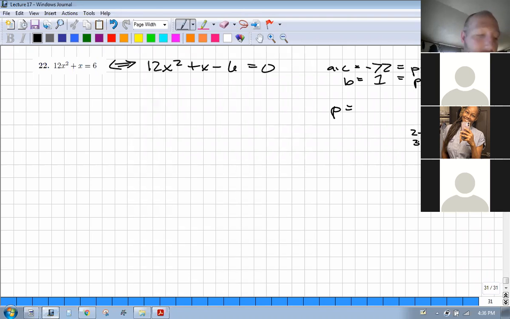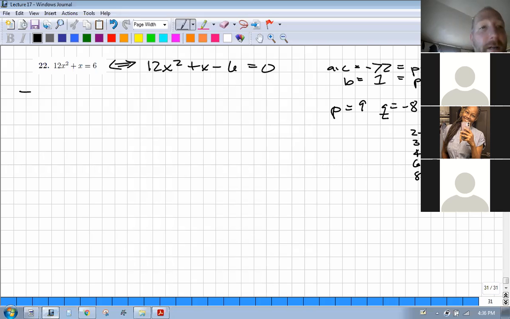3 and 24 doesn't work. Divide it by 4. How about 4 and 18? No. 6 and 12? No. 8 and 9. There we go. If we do a +9 and a -8, we get our P and our Q here.